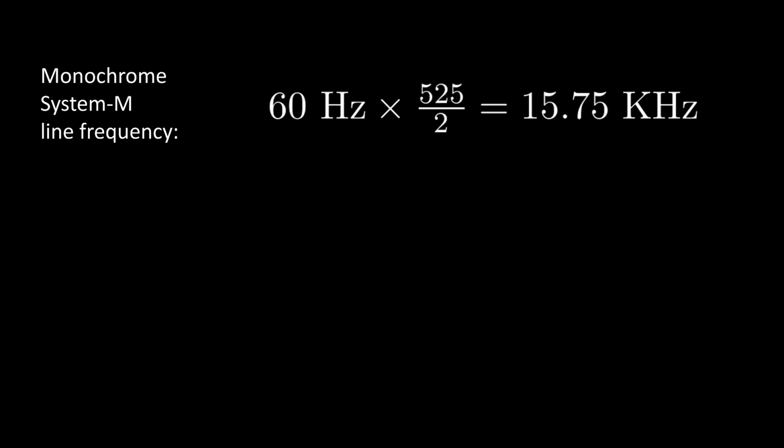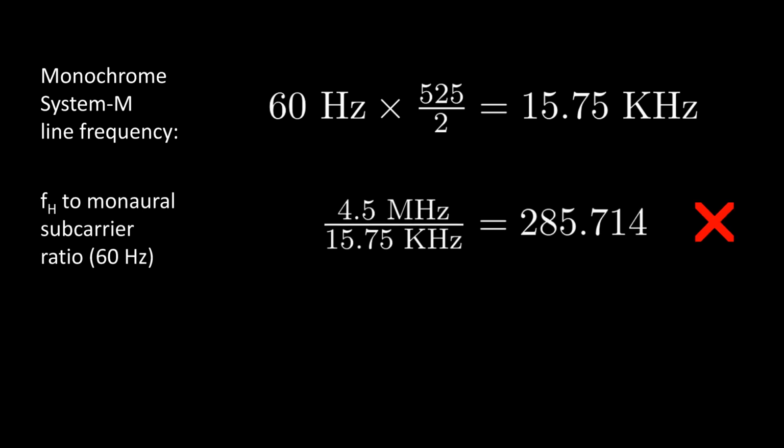But when colour came along and they added that colour subcarrier, it was quickly found that this math didn't work, and the colour subcarrier was interfering with the sound subcarrier. Now, the reason for that is actually quite complicated, but the crux of it is that when you divide the frequency of the sound subcarrier by the line frequency, you end up with a fraction, 285.714, something or other. To fix the problem, we need to come out with an integer number.